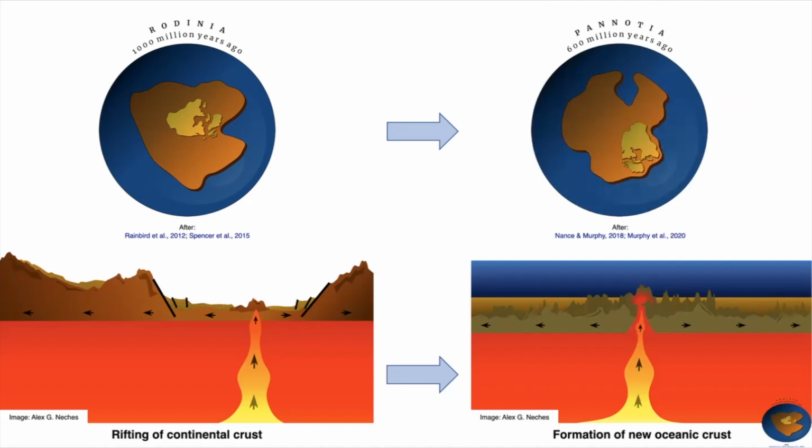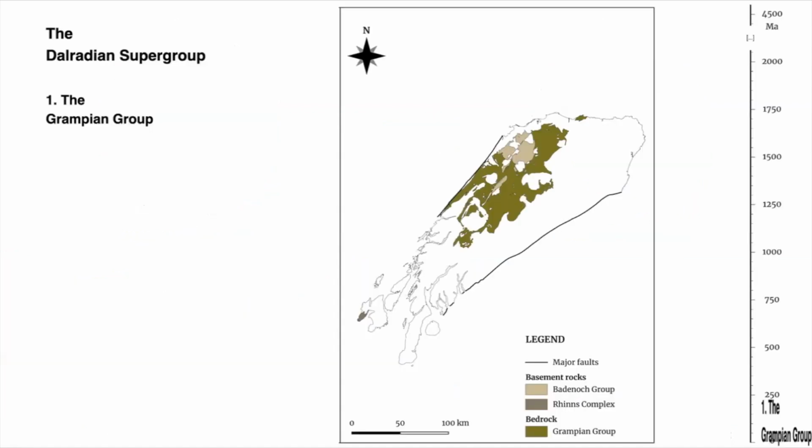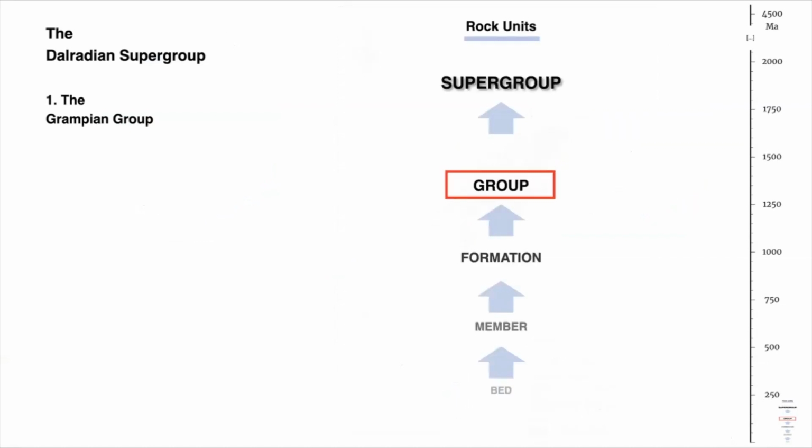So next, let's have a quick look at the four groups of rocks that form the Dalradian supergroup. The first group to be deposited was the Grampian group. If you remember from our introductory section, group is a very general rank in the classification of rock units. So we're not going into details, we just want to understand how these groups reflect the changes from a continental to an oceanic environment.